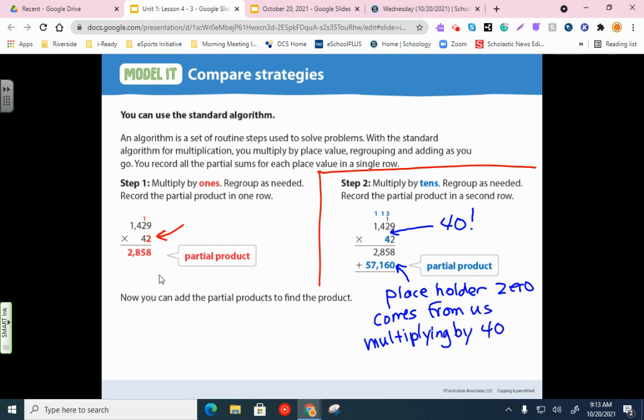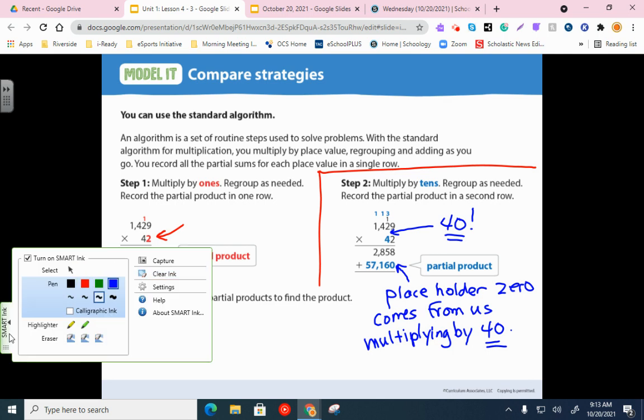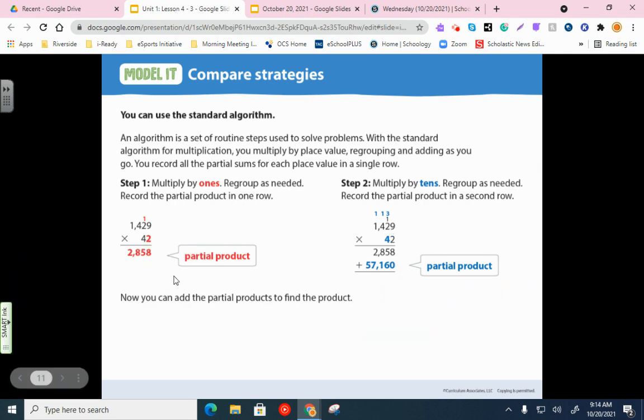So if you ever wondered why we put a placeholder 0 right there when we start our next line, it's because we're not multiplying by 4. This 4 right here is actually 40, and that 0 right here gets put onto the partial product. So again, we just have to remember the why of why the standard algorithm works the way it does. All right, let's jump into the notes on the next page.